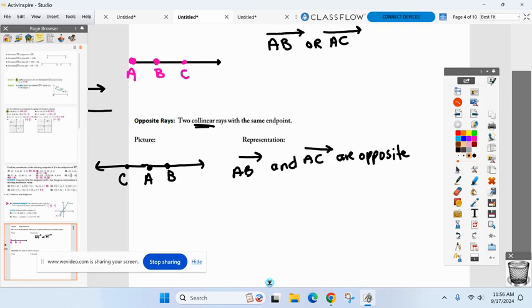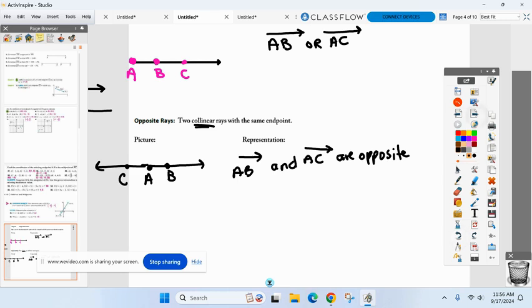Could you put the arrow on the other side for the representation, just facing left? Well, if you do that, that tells me that C is your endpoint when you write it like that, right? Good, great question. All right, so we're good with the ray.